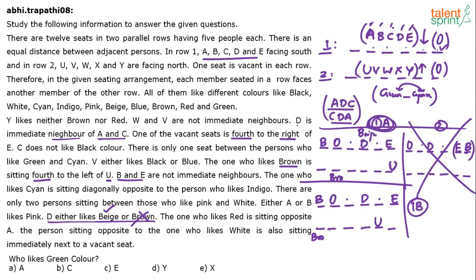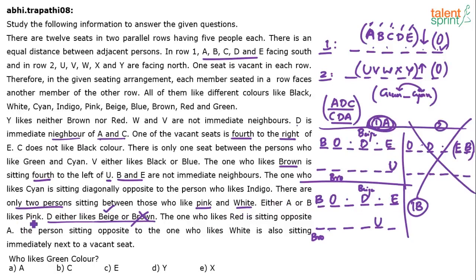D likes beige, right? 1A is correct or 1B is correct, we'll figure out later, but D likes beige. Now go to the points we had. He says there are only two persons between pink and white.